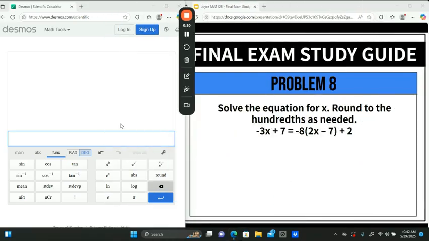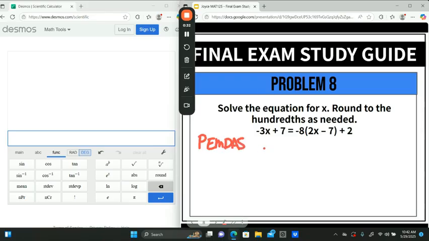All right, so problem number 8 says solve the equation for x, and we're going to round to the hundredths as needed. Okay, so for this one, like we did a couple problems back, we're still going to be working with order of operations here. So I'm going to write out PEMDAS for us here just to refer back to. And I'm going to rewrite this problem a little larger so we can have a little more room to work with.